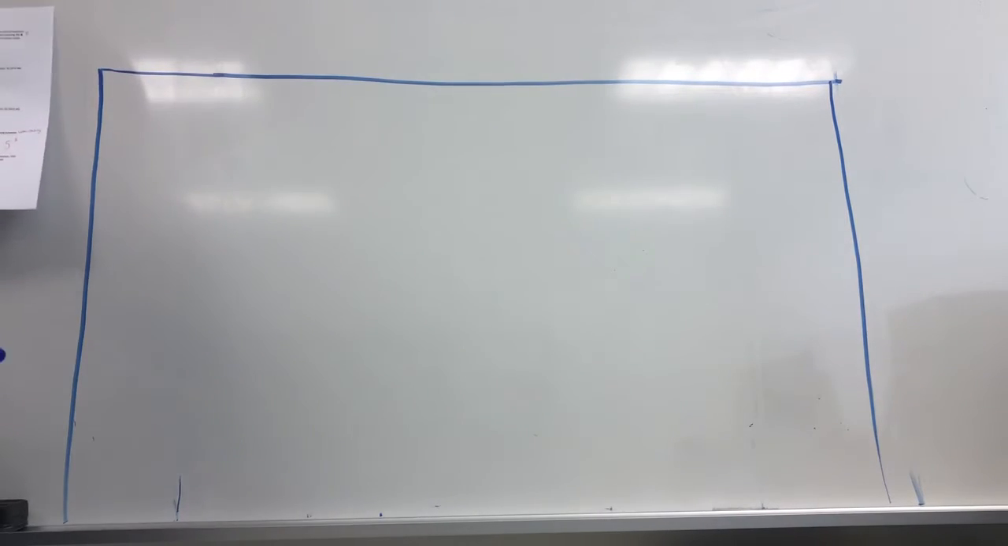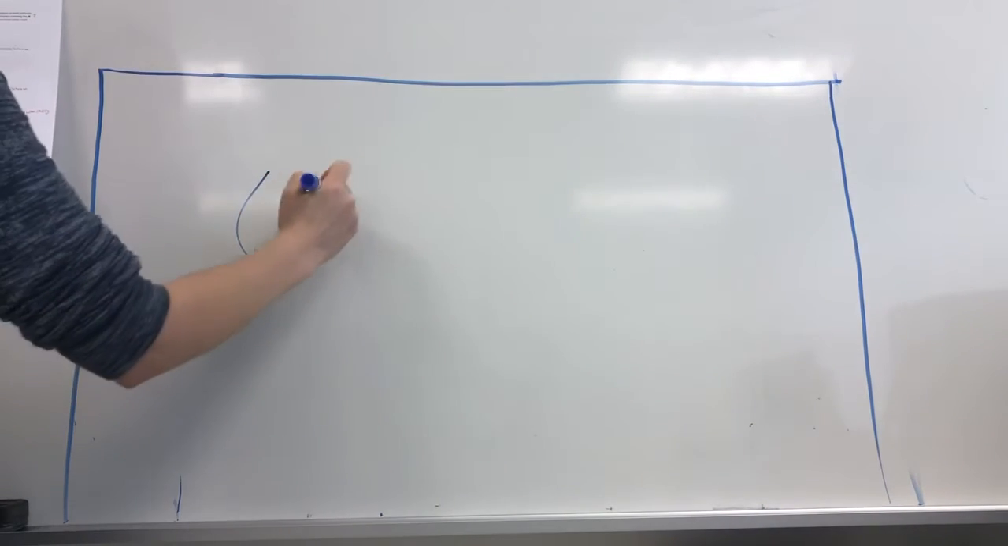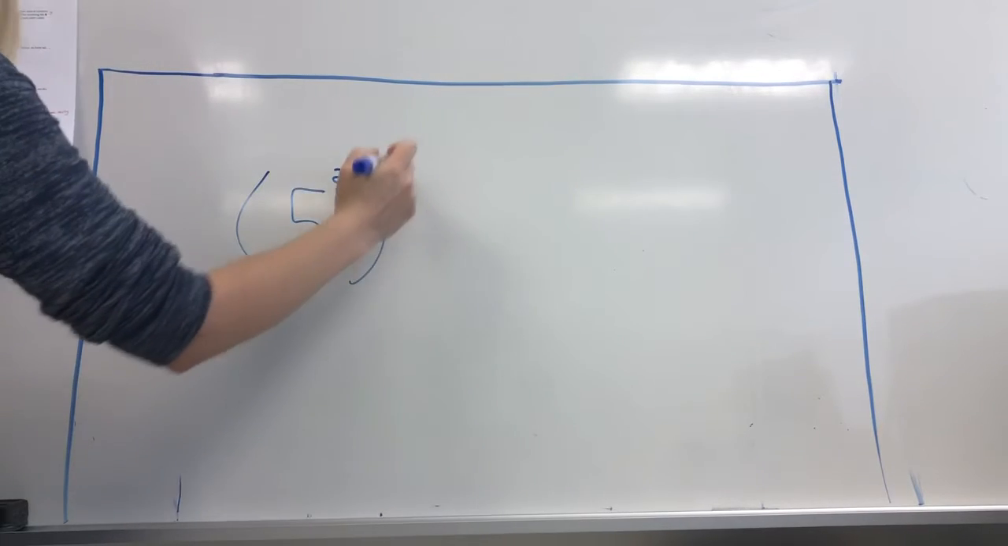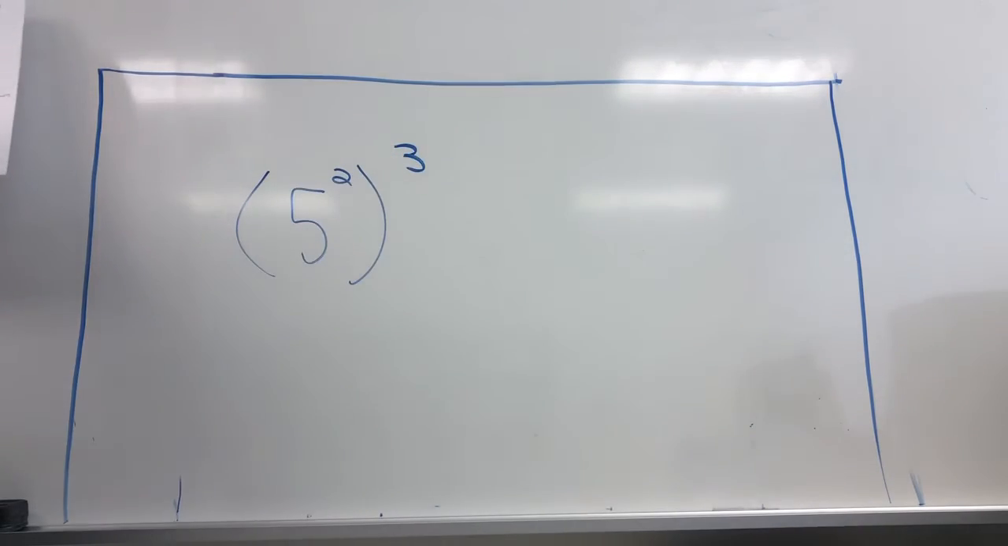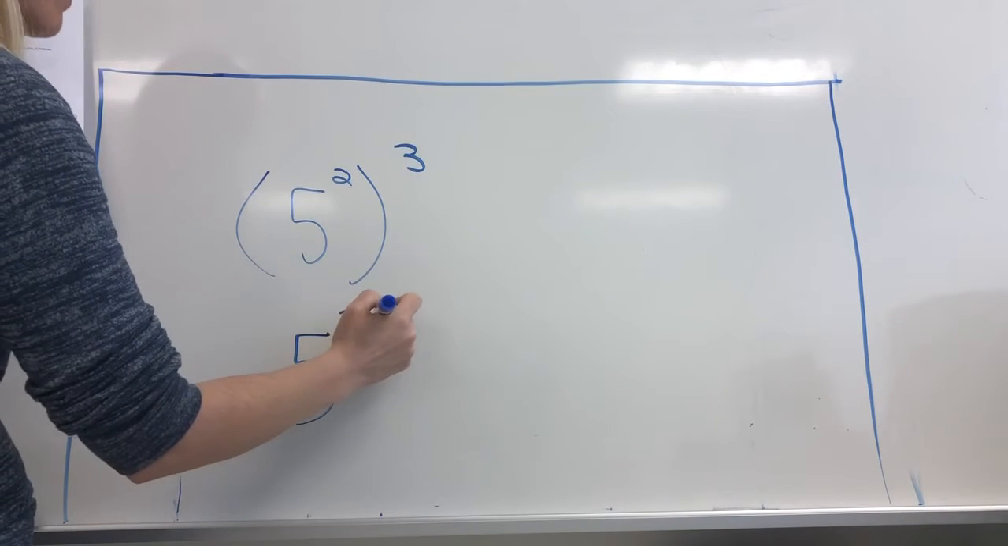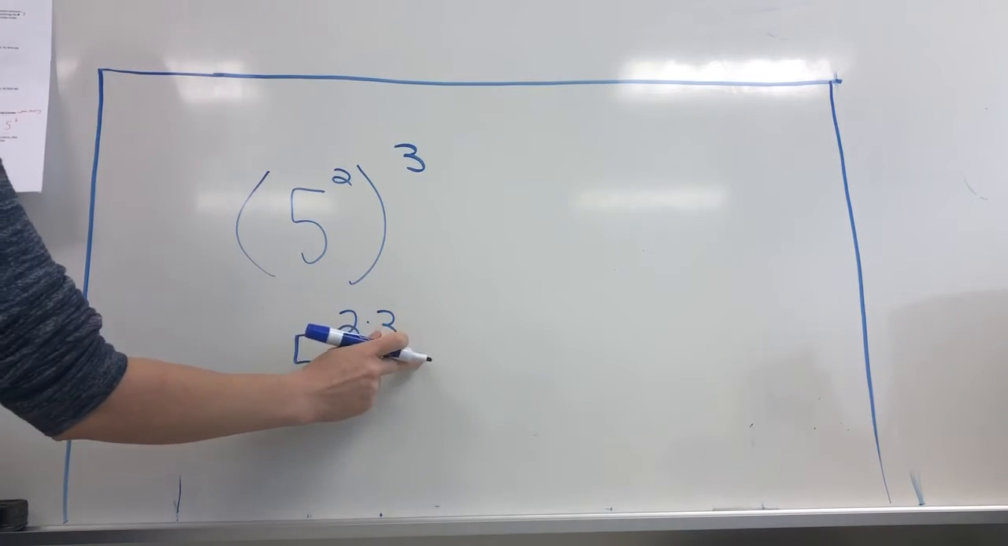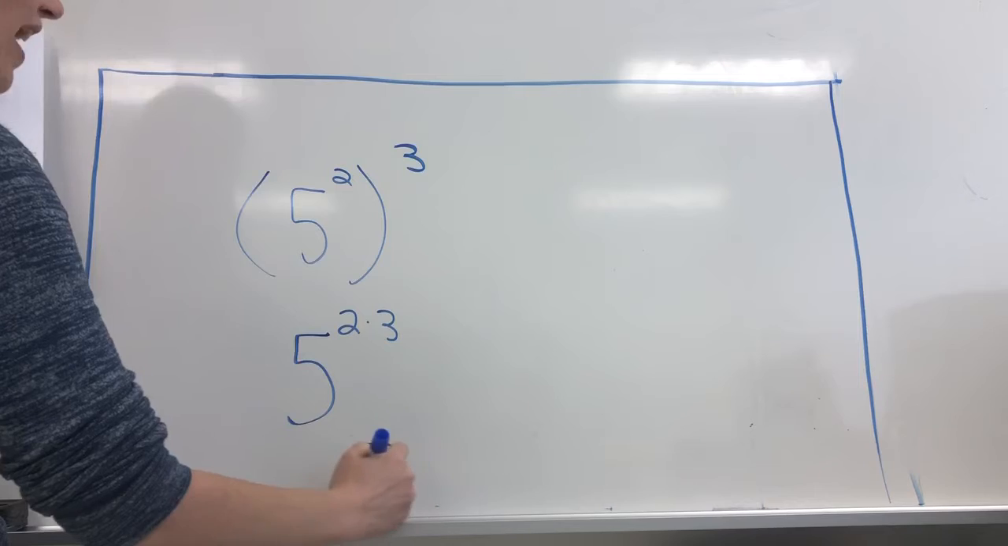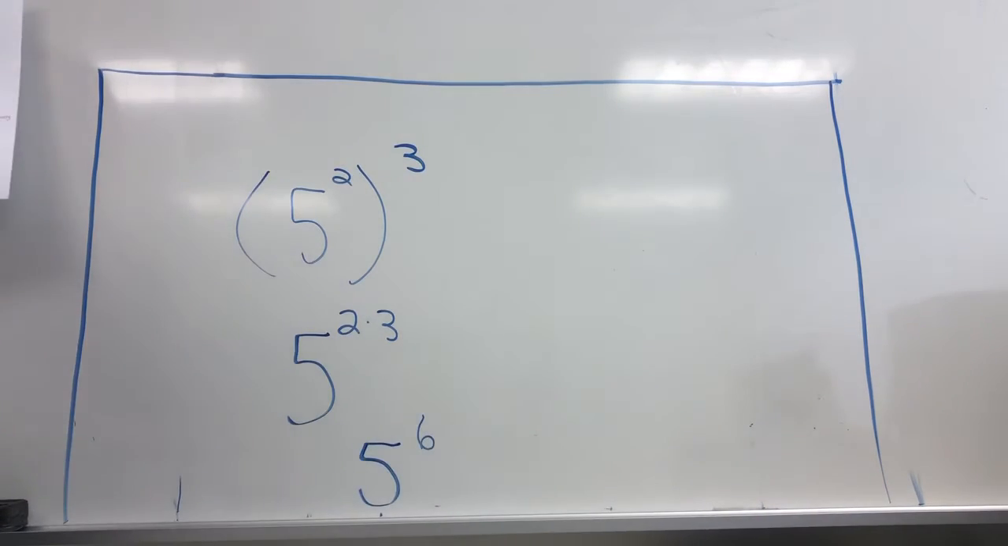The next example that we're going to work through uses the power of a power law. So when raising a power to a power, you just multiply your exponents. So this would give us 5, and then we would multiply our exponents, 2 times 3, giving us a final answer of 5 to the 6th.